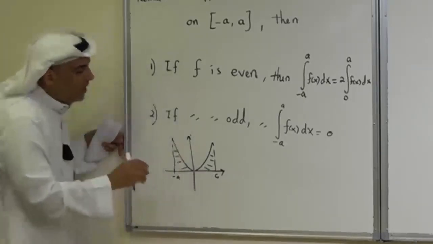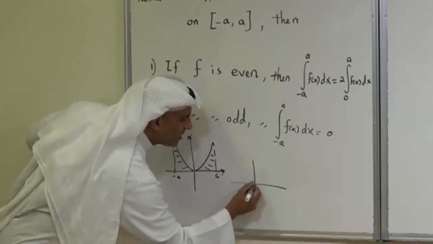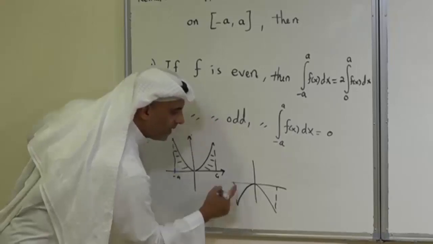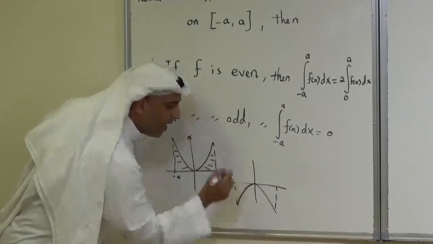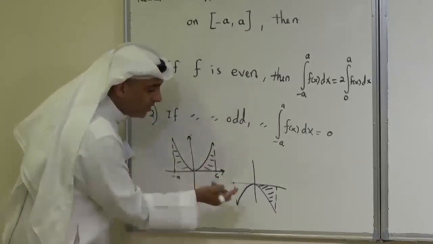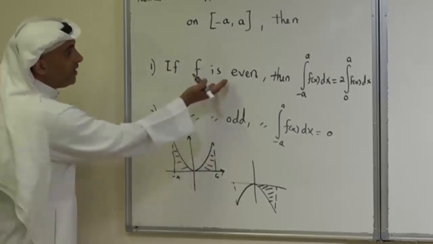So the integral from minus a to a is twice the integral from 0 to a. Same thing if the function is even but below the x-axis, something like this. The value will be negative, but still the integral from minus a to a is twice the integral from 0 to a, or twice the integral from minus a to 0 also. So that is the geometrical meaning of the even part.